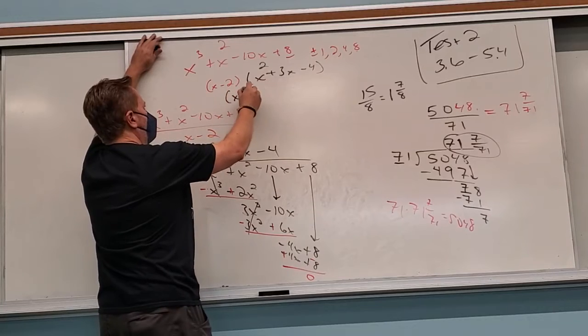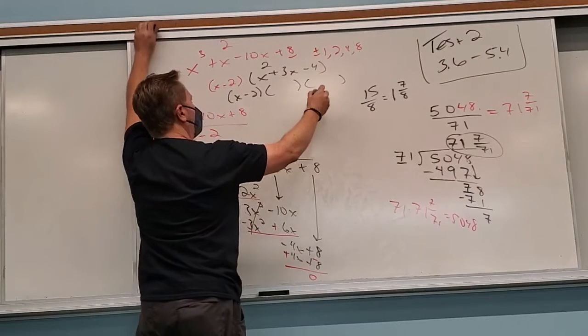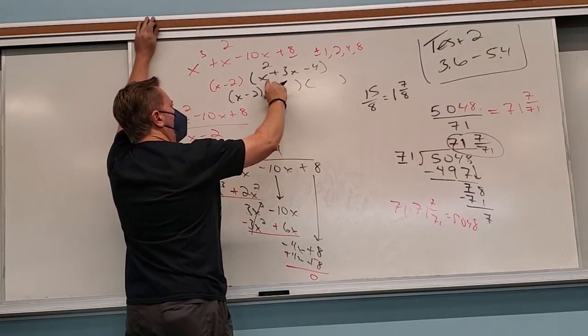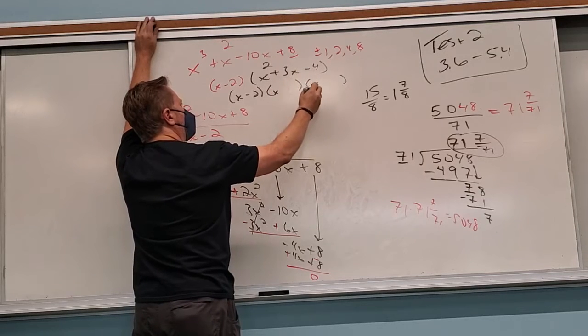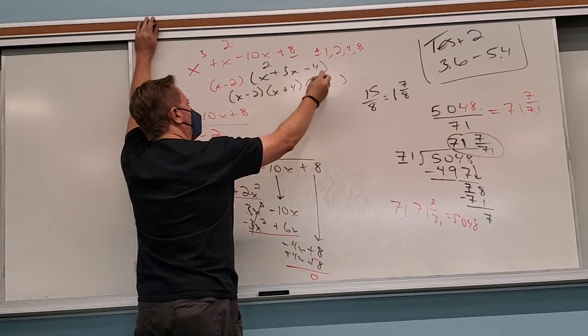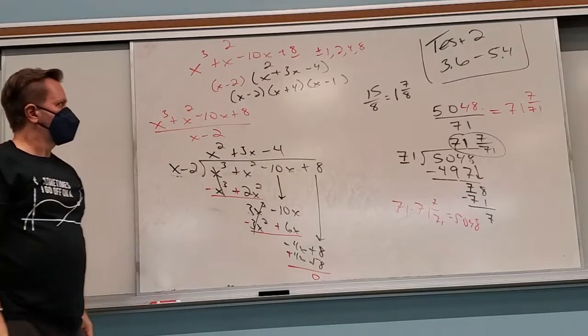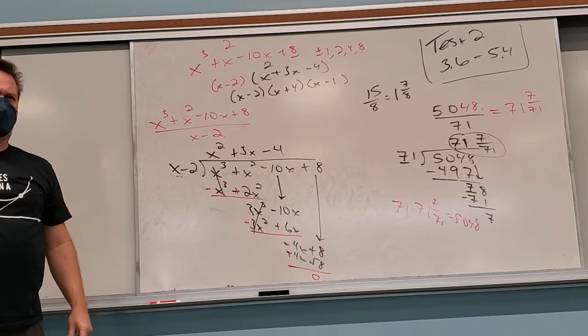So this will be x minus 2 times x plus 4 minus 1. And you could use any of those factors of 8?